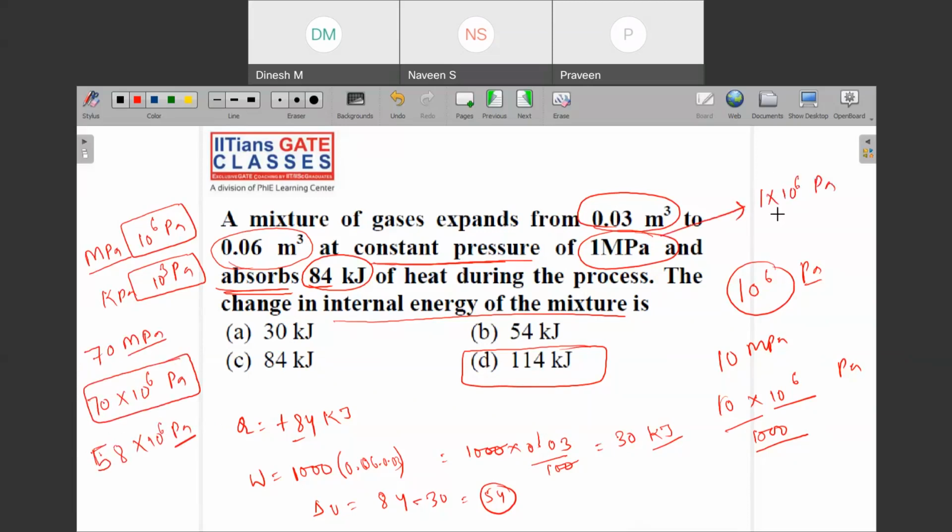But what am I willing to use? Kilojoule. That means if I will be using kilopascal, then I will get kilojoule. So I know that in kilopascal there is 10 to the power 3 Pascal. So in order to convert it to kilopascals, I will divide it by 1000. Why? Because this is 10 to the power 6, this is 10 to the power 3, and I will get 10 to the power 3 pascals. Clear?